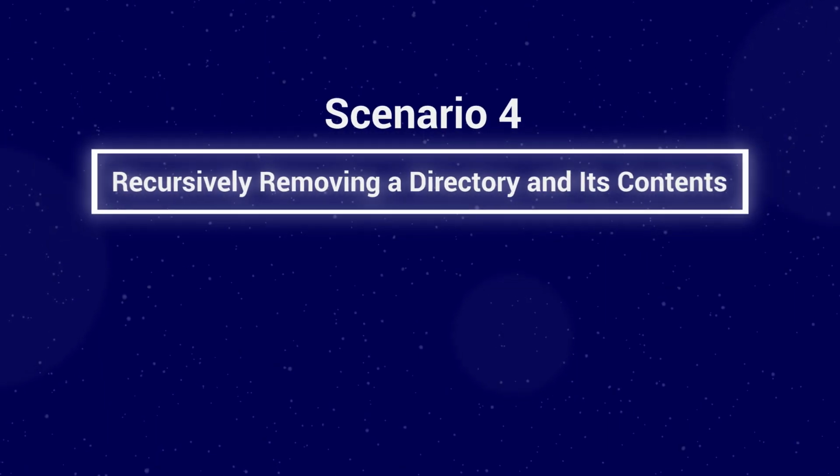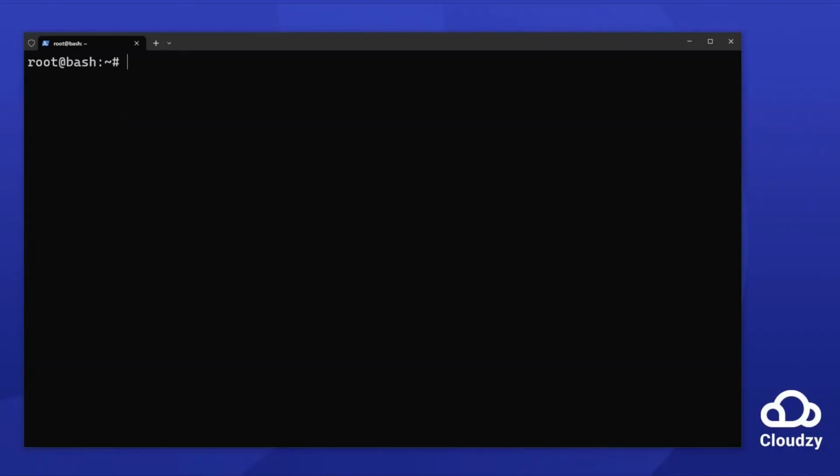Scenario 4. Recursively removing a directory and its contents. We quickly create a directory named archive and add a file to it with mkdir archive and touch archive/file1.txt. We then use rm -r archive to recursively remove the directory and all its contents.